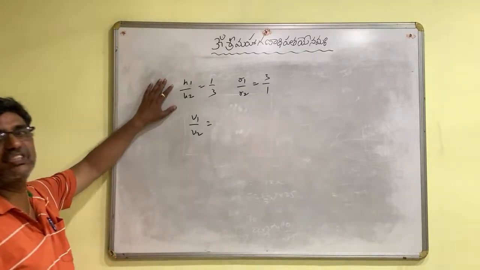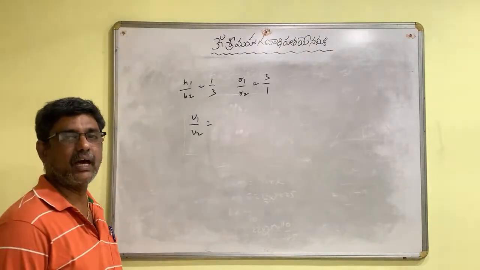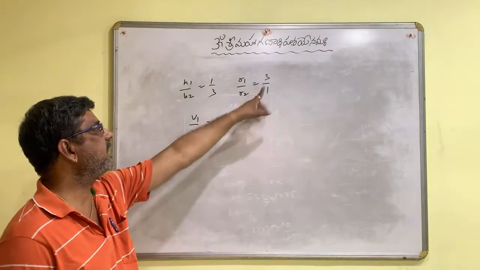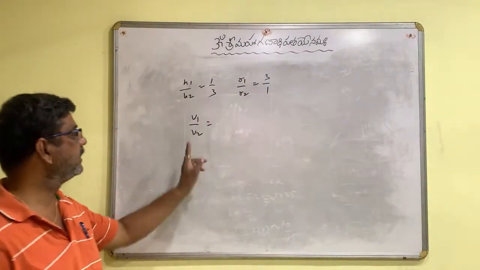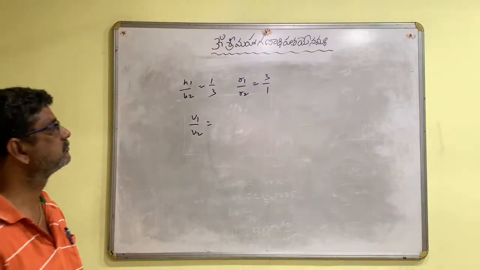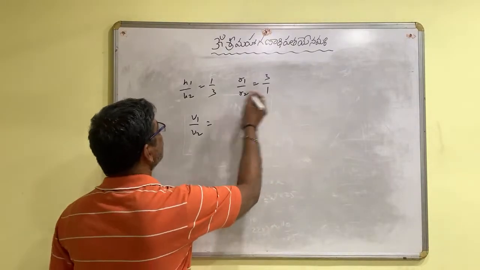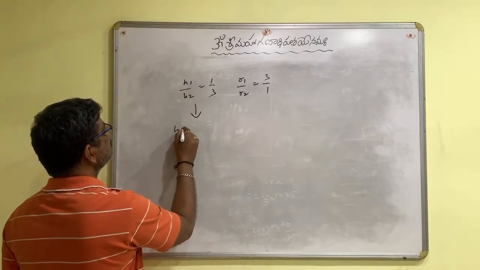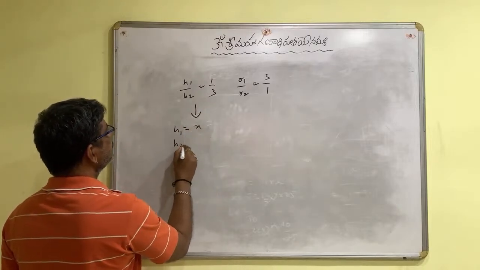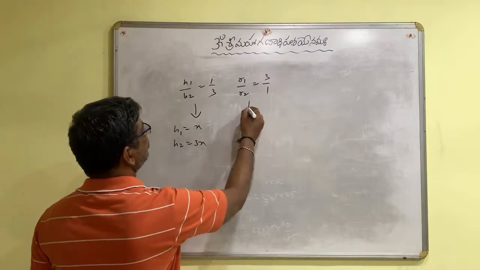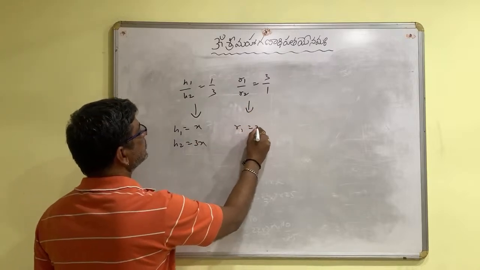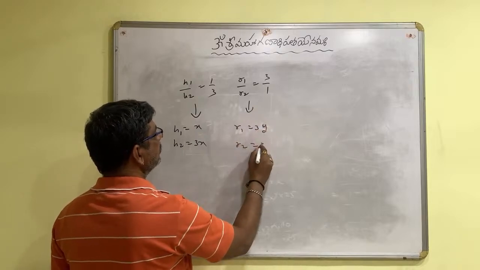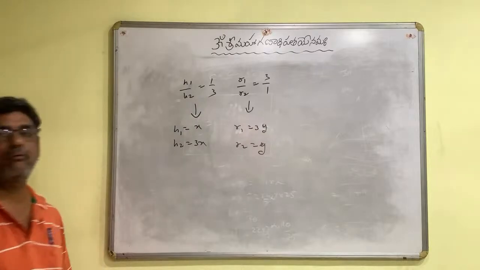Two cones are there. Their heights are in the ratio 1:3 and radii are in the ratio 3:1. We need to find the volumes ratio. Okay. So from this you can write H1 as x and H2 as 3x. And from this R1 as 3y and R2 as y.